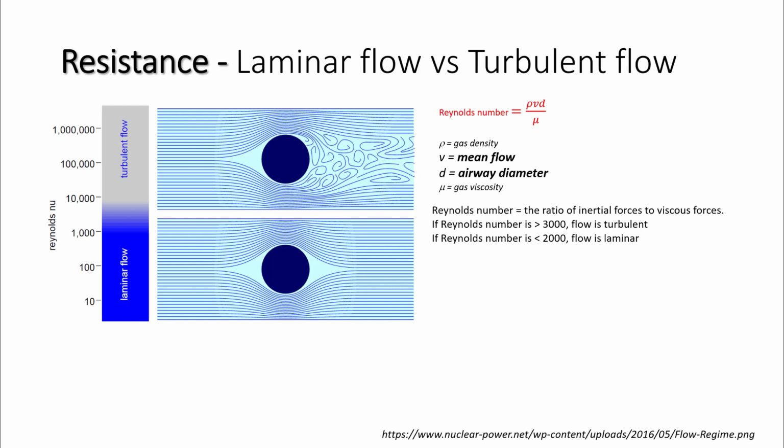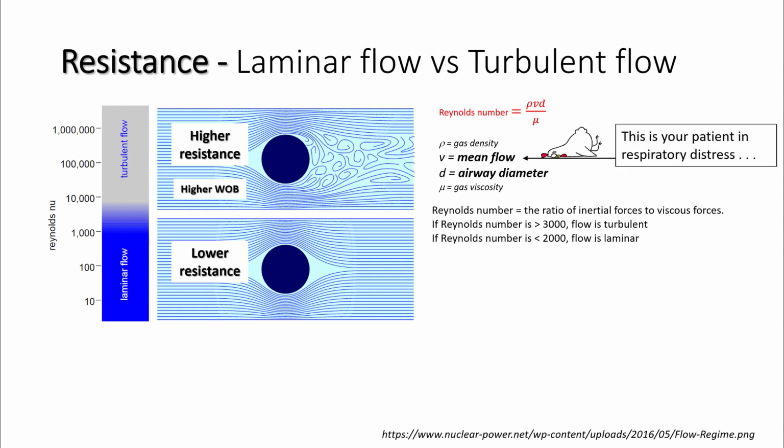Resistance in the respiratory system depends upon the type of flow, and you have heard about laminar and turbulent flow. With lower flow rates, the flow is typically laminar, and as the flow rate increases, the flow becomes more turbulent. The transition point is governed by something we call Reynolds number, and it depends upon the density, mean flow rate, airway diameter, and gas viscosity. The turbulent flow has higher resistance than the laminar flow, so you require higher work of breathing for the same airway diameter.